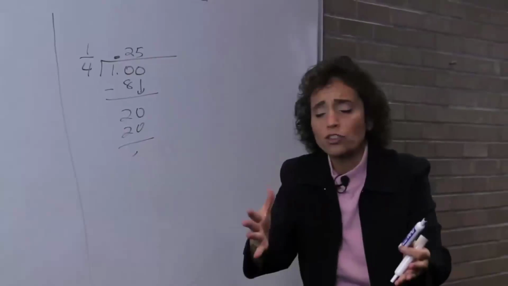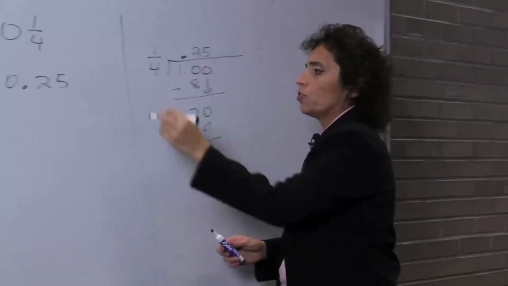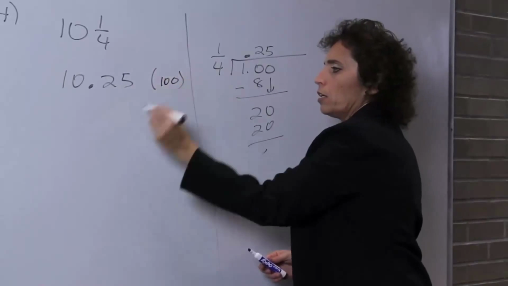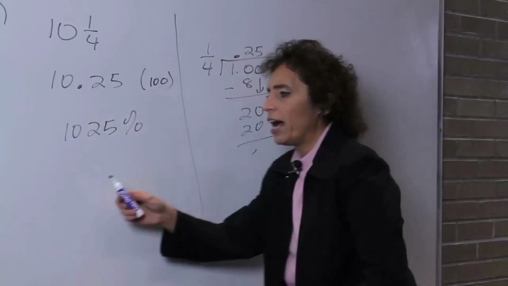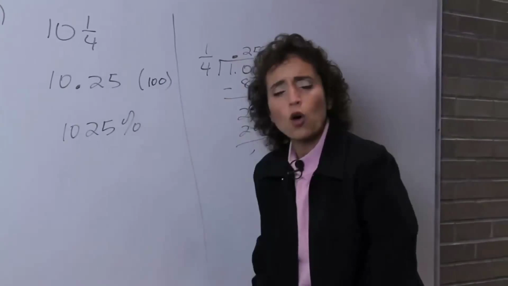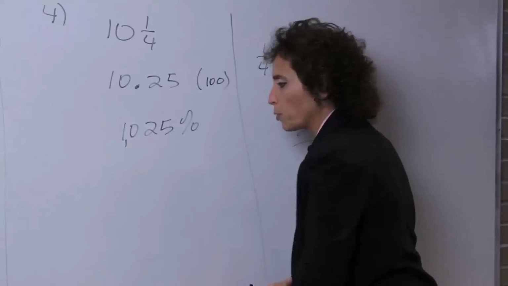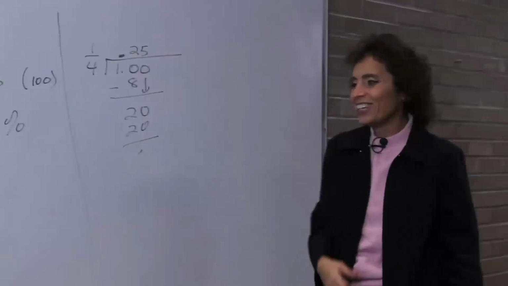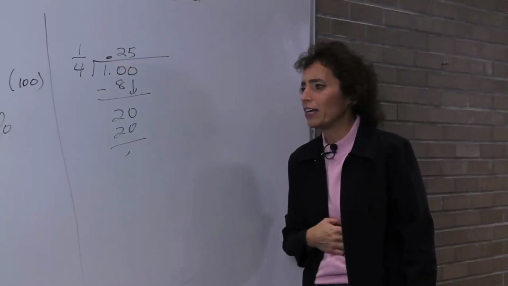I didn't multiply by 100. I didn't do anything to make it a percent. So I'm going to multiply that by 100 now, and I get 10.25%, or 1,025%. Oh, I'd rather have that go towards my salary. 1,025% of my salary next year. Awesome. I'm done for the day, for the year, for my lifetime.